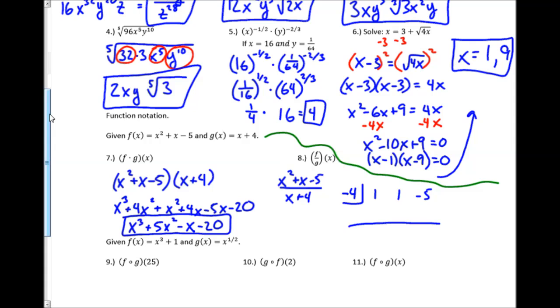And now I bring down this first coefficient, which is the 1. I multiply what's in the box by what's underneath. That gives me a negative 4. I add straight down. That's a negative 3. I multiply. That gives me a positive 12. I add straight down, and that's a 7. And now since I started with x squared divided by x to the first, this is going to start with x to the first. So I have x to the first minus 3 plus a remainder of 7, which I put over the thing I was dividing by. Okay?